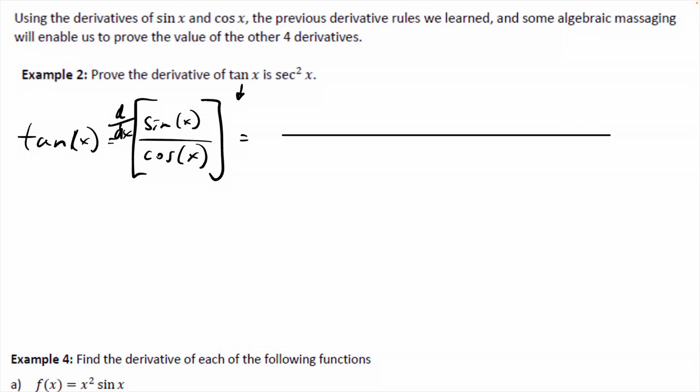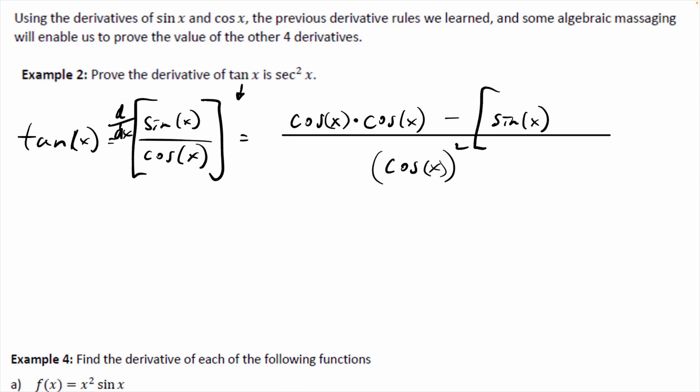Quotient rule says bottom squared, right? Low times the derivative of the high. What is the derivative of sine? We just found out. Cosine. Minus the high times the derivative of the low. What's the derivative of cosine again? Yep. Negative sine, opposite of sine, however you want to say it.